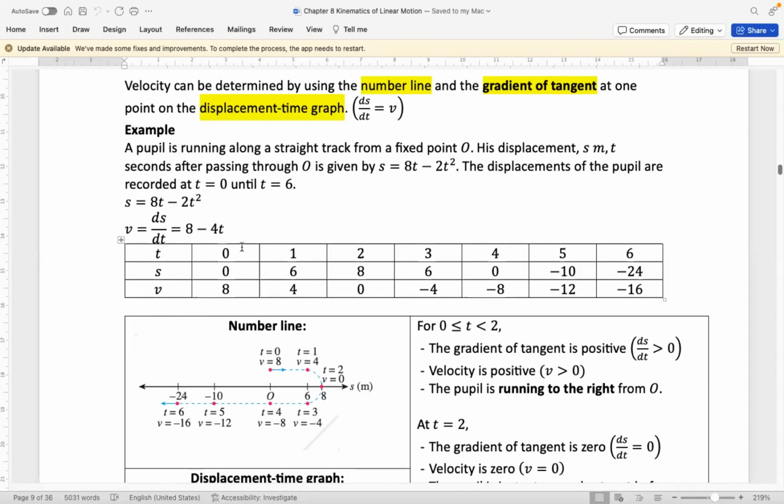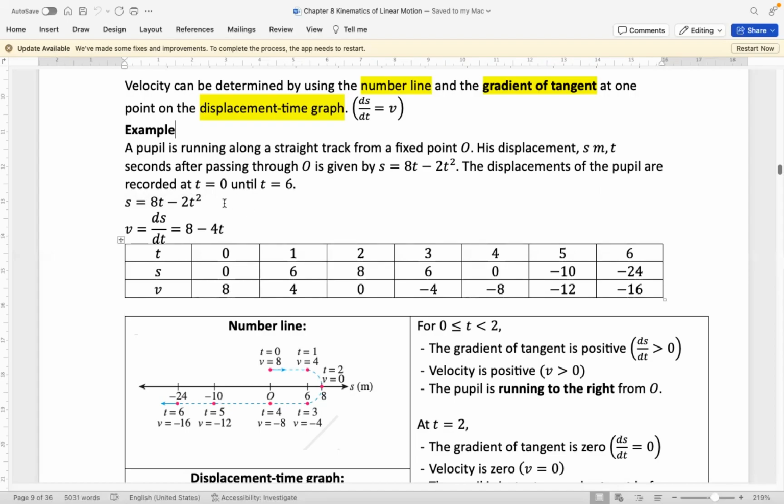So first of all, you can draw a table like this and label your values of t from 0 until 6. And then this is the displacement equation. We just need to do substitution. When t equals 0, substitute into the displacement function, we have answer s equals 0. When t equals 1, substitute, we have answer s equals 6, and so on. Later, from the number line, you also can label the answer for velocity.